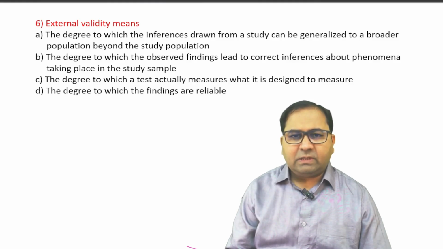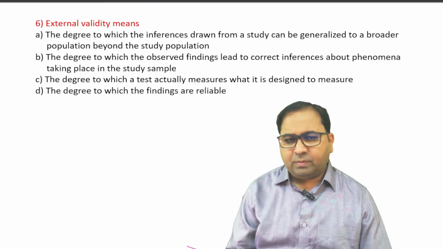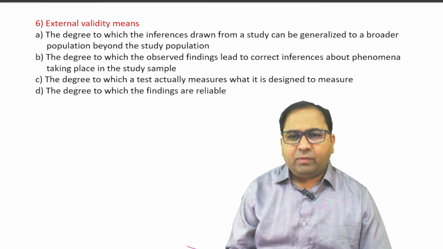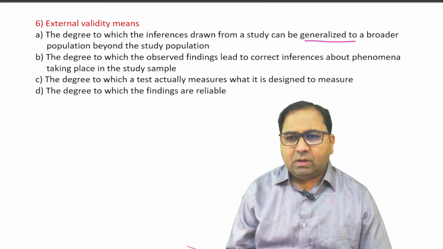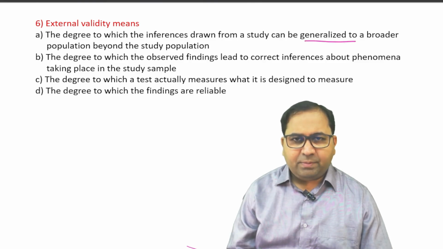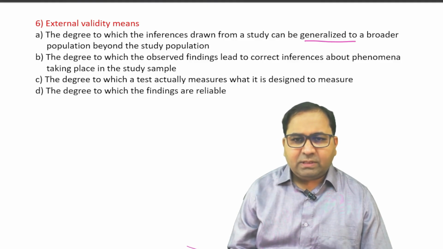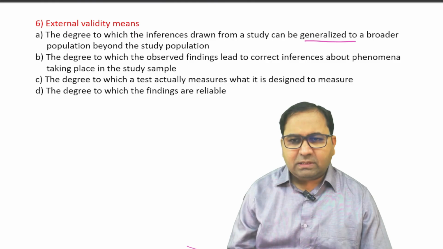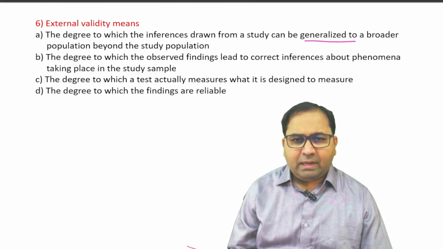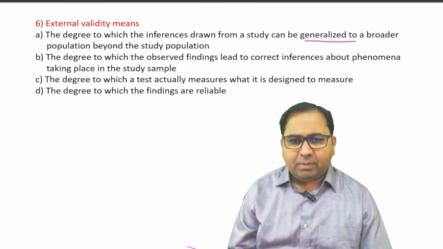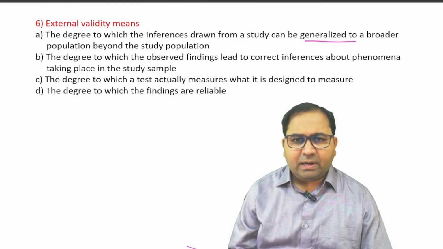Next question. External validity means what? Option A. The degree to which the inferences drawn from a study can be generalized to a broader population beyond the study population. Or B. The degree to which the observed findings lead to correct inferences about phenomenon taking place in the study population. Or C. The degree to which a test actually measures what it is designed to measure. Or D. The degree to which the findings are reliable. So what does external validity mean?